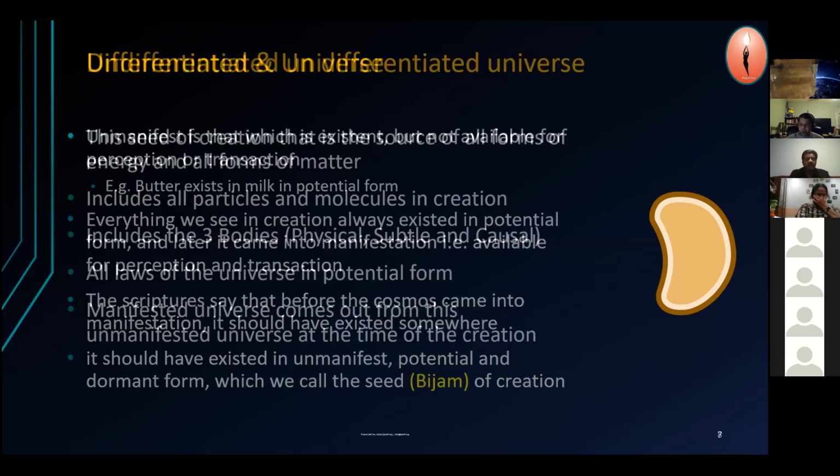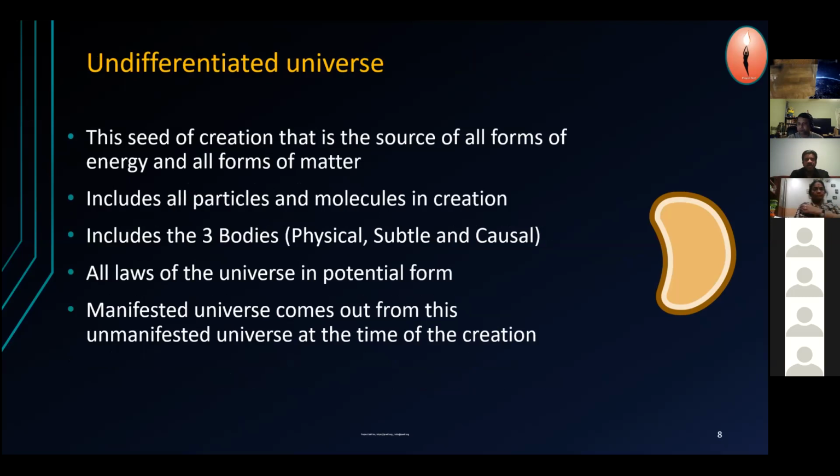So a couple of things. This undifferentiated universe, the seed of the creation, is the source form of all energy and all forms of matter. It includes all the particles and molecules in the universe. It includes all the three bodies we talked about earlier: the physical, subtle, and causal. All the laws of the universe, whether it is laws of motion, the theory of relativity, or quantum mechanics, all the laws are part of this undifferentiated universe. It comes from that. And the manifested universe comes out of this unmanifested universe at the time of creation.